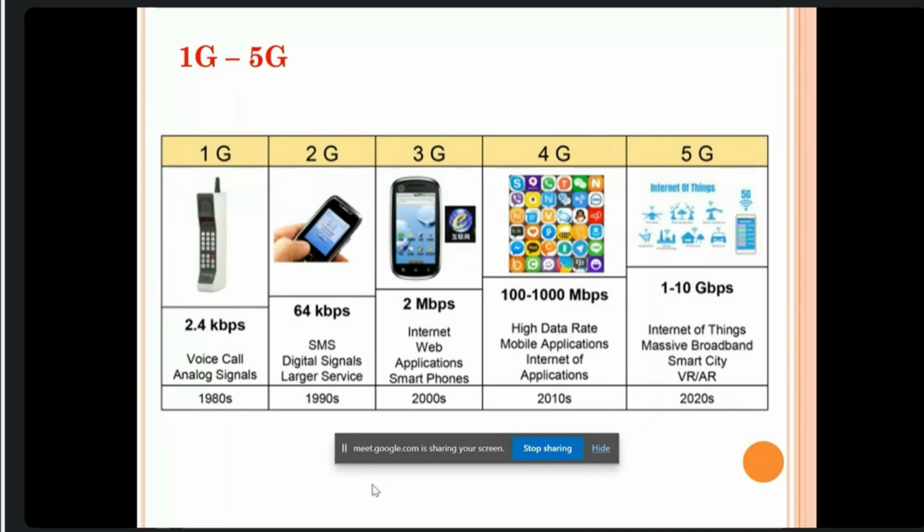transmit only 2.4 kbps. Then in 2G, we have applications of SMS, digital signals. But 1G and 2G were used in the 90s, then 2 Mbps around 2000. Now we are mostly in 4G, I think LTE, VoLTE, voice over LTE. That is also what we are using in most of our mobile phones, with data rates of 100 to 1000 Mbps, a high data rate.